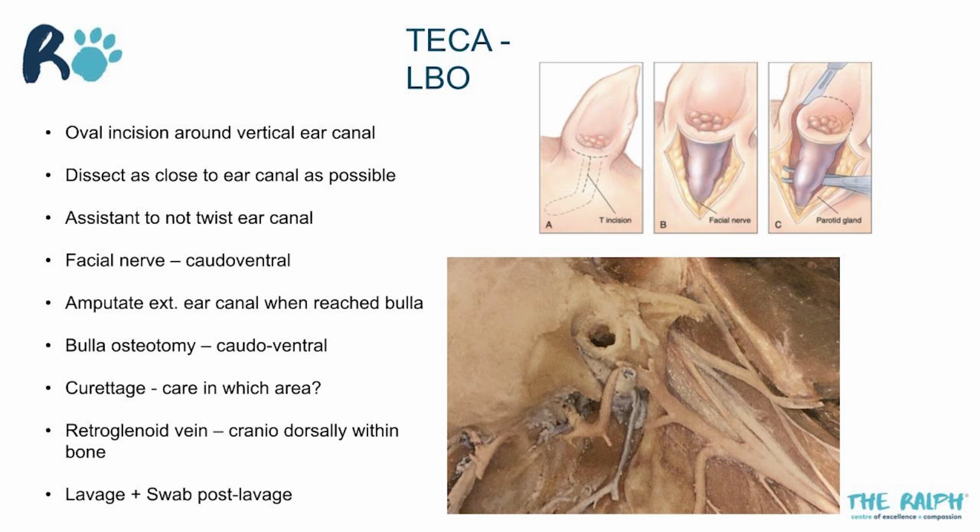Keep in mind that you may meet the facial nerve caudoventrally, close to the junction towards the horizontal ear canal. Top tip: do not twist the ear canal when you do it. Have your assistant keep the ear upright without twisting while you dissect around, because you may lose your orientation and you may not be able to dissect as close to the ear canal as you would like.